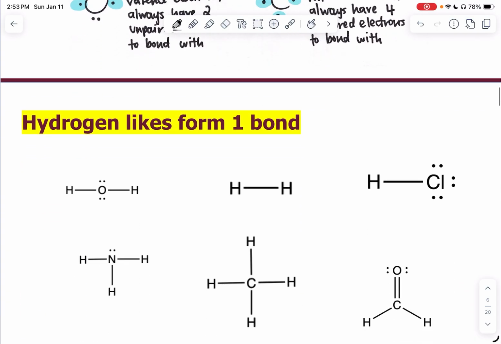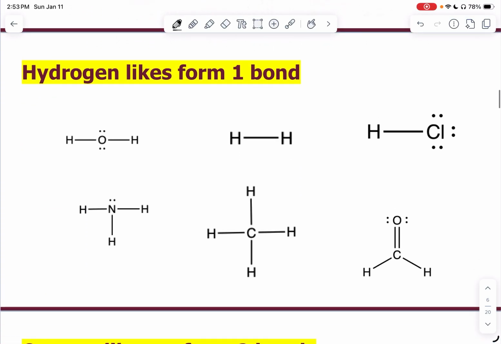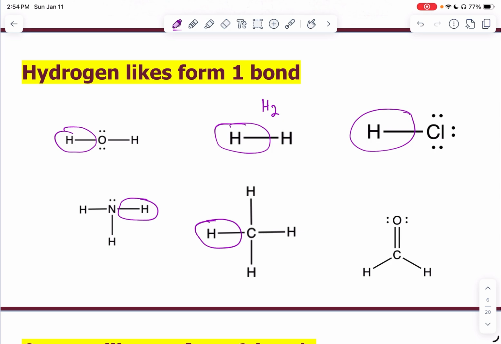All right, so these are just some pictures. If you want to add in your notes, hydrogen likes to form 1 bond. So I'll just circle some hydrogens that have 1 bond. The hydrogen in water, the hydrogen here in NH3, just 1 bond. Hydrogen here in CH4. Hydrogen when it's bonded to itself, H2. Hydrogen in hydrogen monochloride. And even in slightly more complicated molecules, here all the hydrogens have just 1 bond.